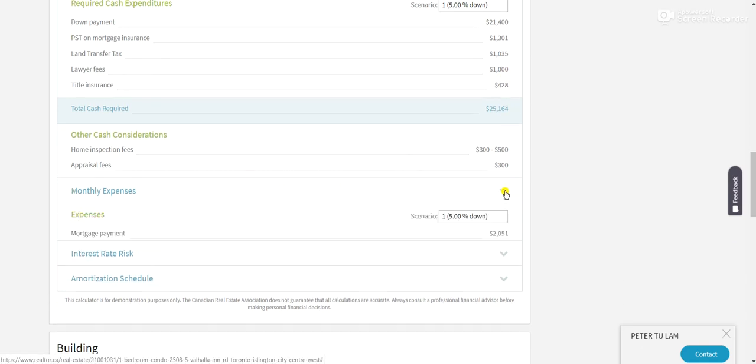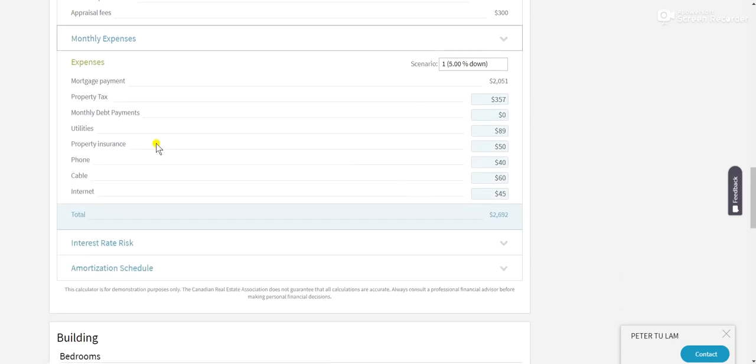Last thing, monthly expenses. It breaks it down for you. Put in things like your property insurance as well. That one's crucial, just to factor something in. Utilities, dependent on area and size of place, really can vary. Your phone, cable, internet, that sort of thing makes a big difference.